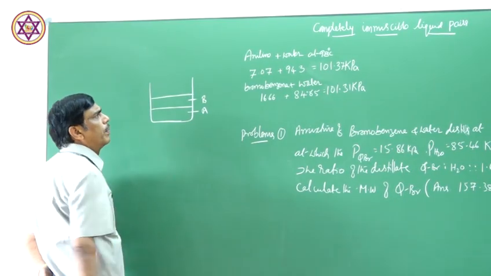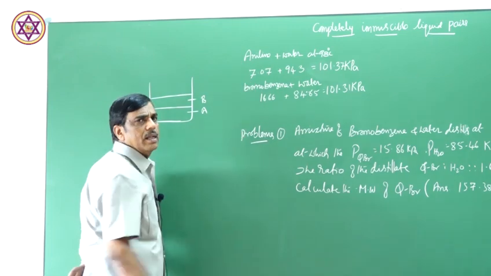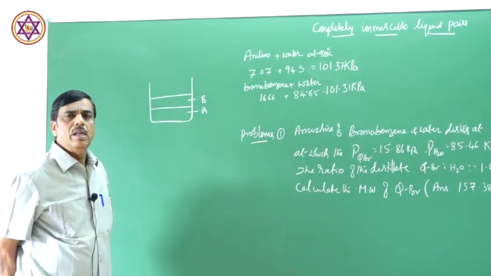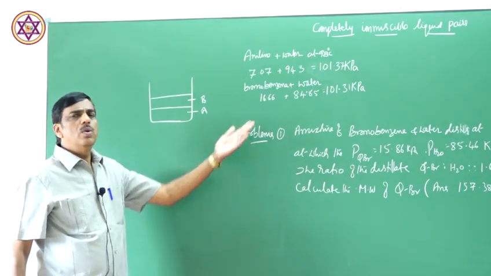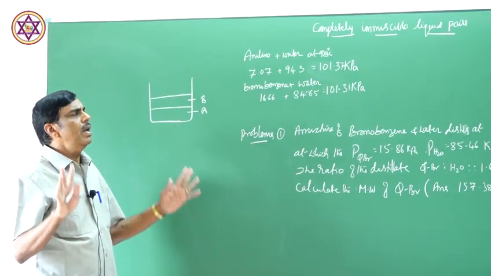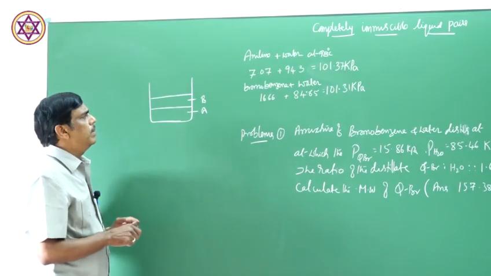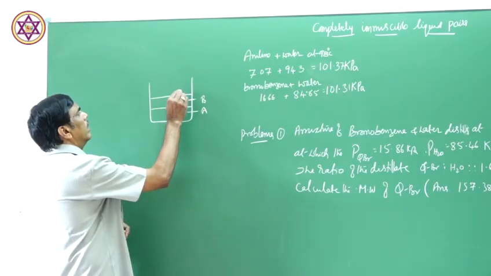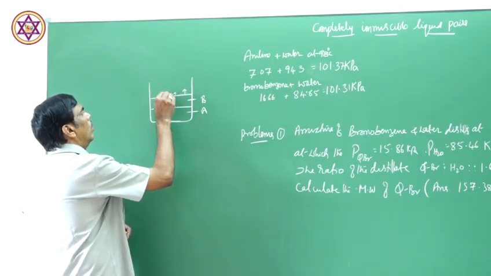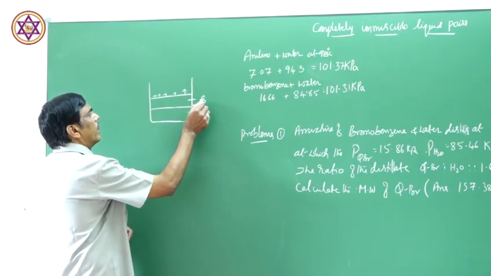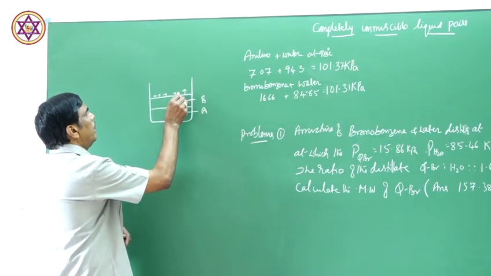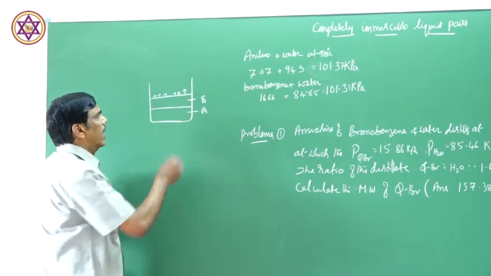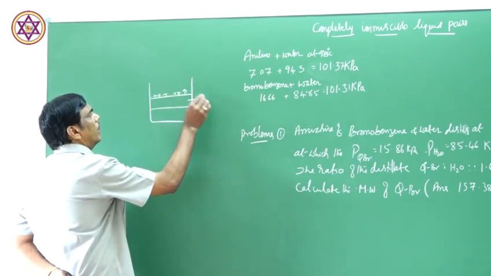Examples of these types of liquid pairs: aniline-water mixture, bromobenzene-water, toluene-water, many organic compounds, organic liquids with water, they form completely immiscible liquid pairs. In this case, what happens here: there is vapor pressure on the surface of liquid B. The tendency of the liquid to go into the vapor state is called vapor pressure. So, there is a vapor pressure of B.